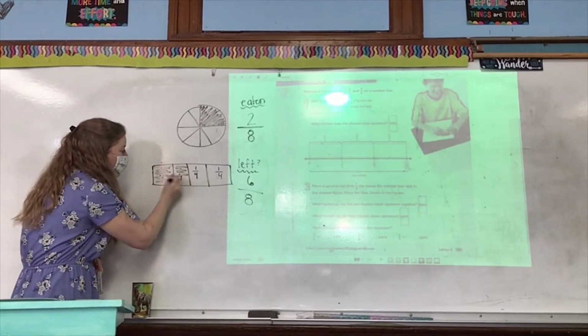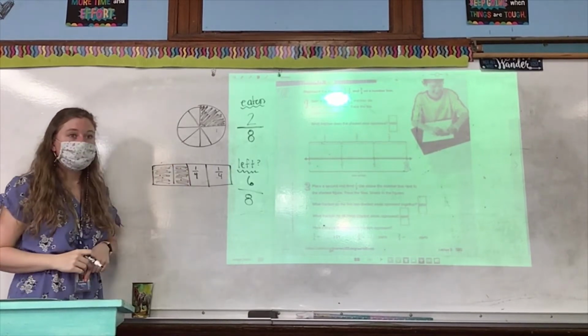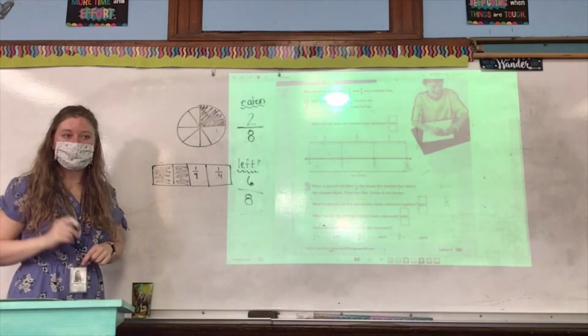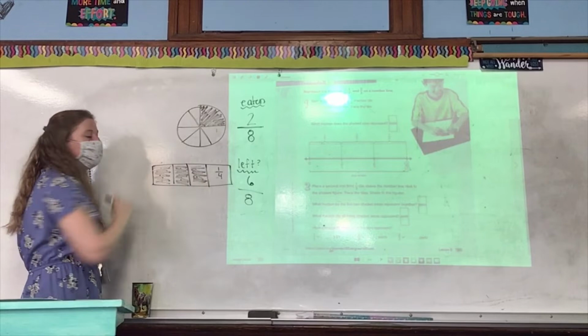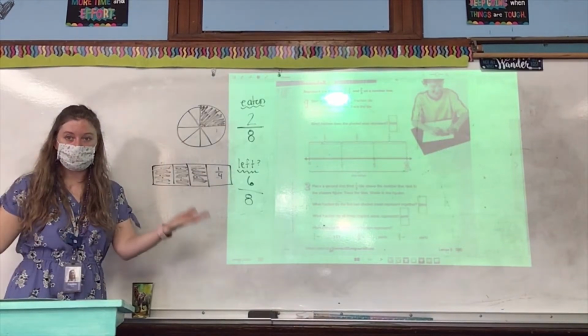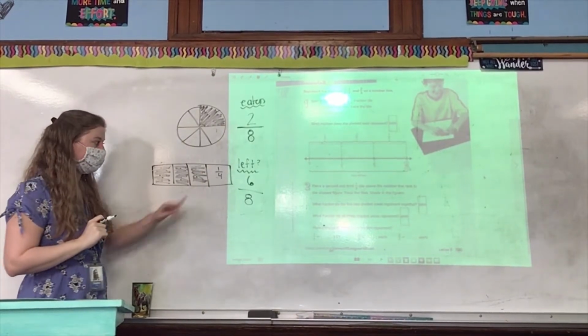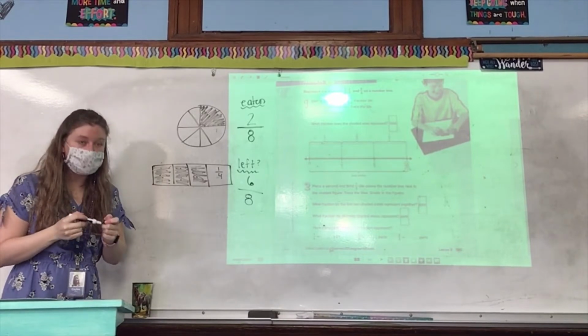If I shade two of those pieces, how many fourths have I shaded? Class? 2/4. If I shade three of those pieces, how many fourths have I shaded? 3/4. And then we're not going to talk about all four of them because that is a lesson for tomorrow.